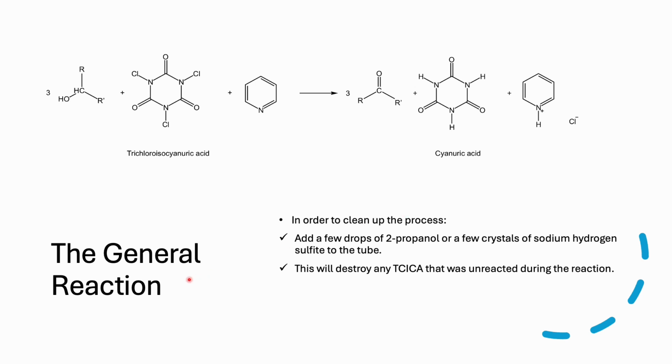Another thing I want to talk about the general reaction is the cleanup process. So in order to clean up, we need to add a few drops of 2-propanol or a few crystals of sodium hydrogen sulfide to the test tube. This will ensure that any unreacted TCICA will be reacted and destroyed.